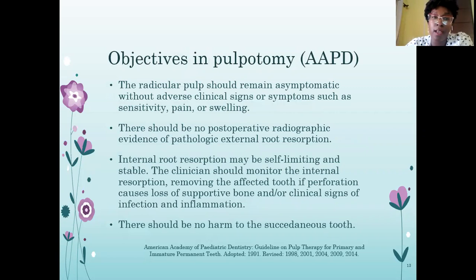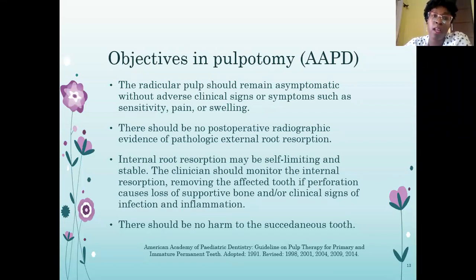Again, let's revise the objectives in pulpotomy. The objectives are that your radicular pulp should remain asymptomatic, without any adverse clinical signs or symptoms. And these symptoms usually are sensitivity, pain, or swelling. There should be no postoperative radiographic evidence of any external root resorption, which is pathologic. Of course, you'll see your D's and E's depending on the age of the child that this is not physiologic resorption.